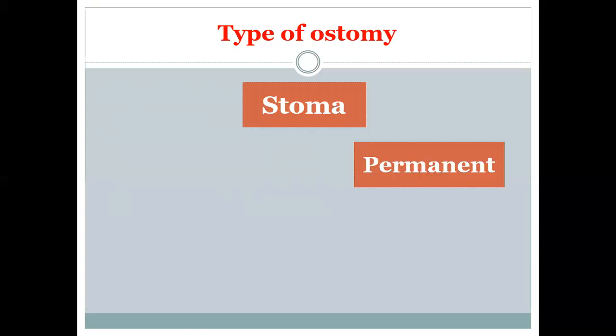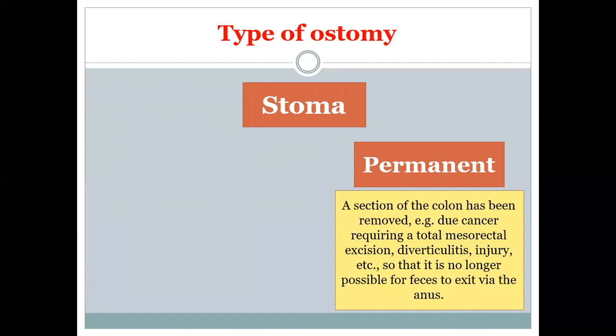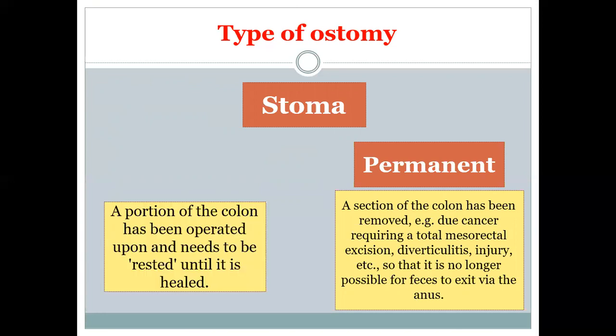According to the permanency of the stoma, it could be permanent, where a section of the colon is removed and we can no longer use the anus as an exit. It can sometimes be temporary, where we just need to rest a part of the bowel, and at that time we will use a temporary ostomy.